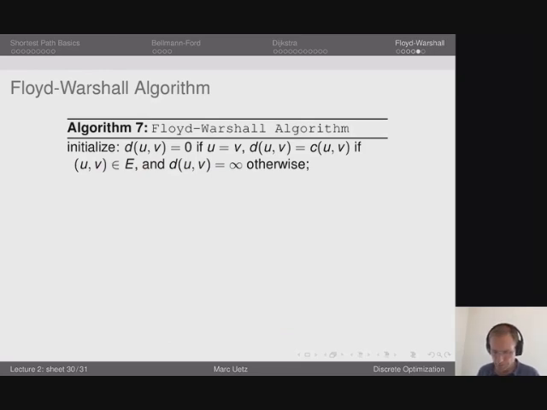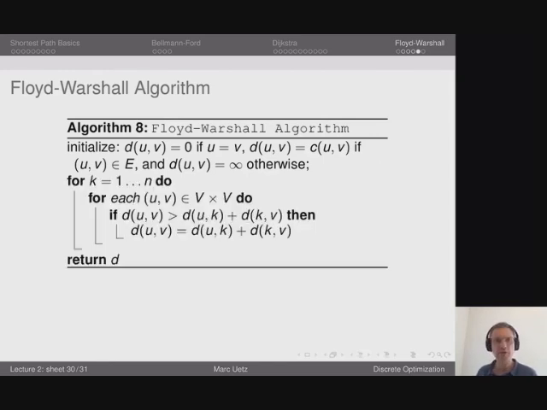We initialize the distance between U and V to be 0 if U is equal to V. We set it equal to the length of the corresponding arc between U and V if that arc exists. And we set it to infinity otherwise. So that would actually correspond to the values delta 0 U V. So that's the first iteration, if you wish. And then we just see iteratively if allowing additional interior nodes improves the corresponding shortest paths or not. Okay, so we do that as follows.